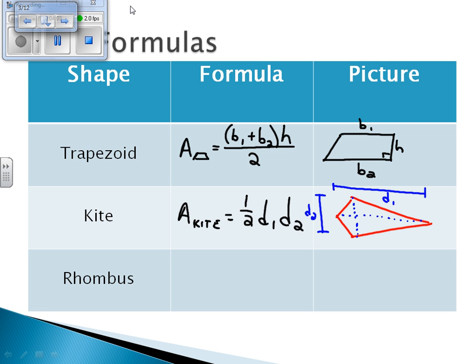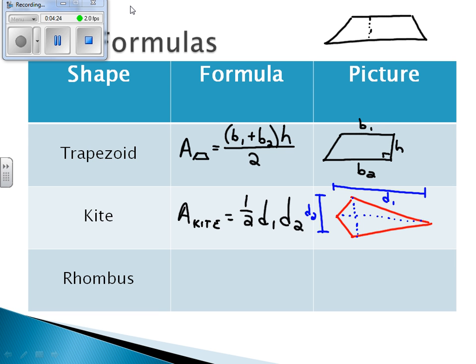Yep, exactly. So, if it's an isosceles trapezoid, the height could be anywhere, it just has to be perpendicular to both pieces. It does not have to be on that.